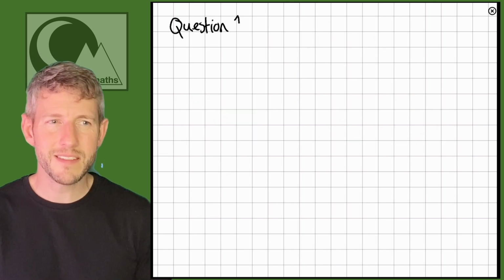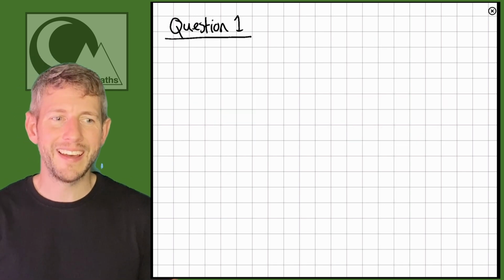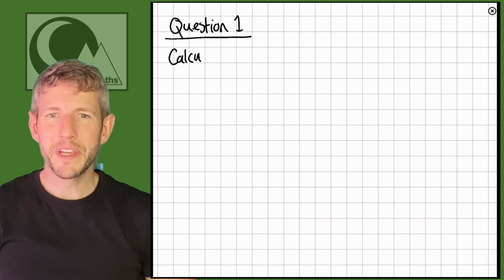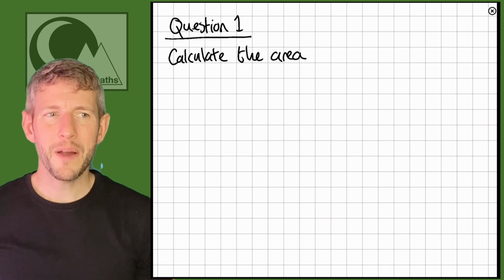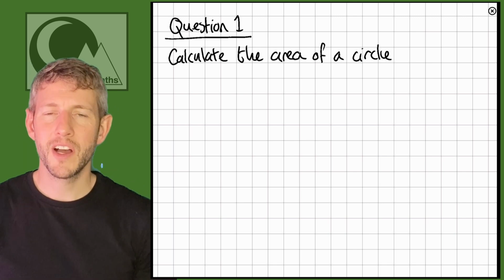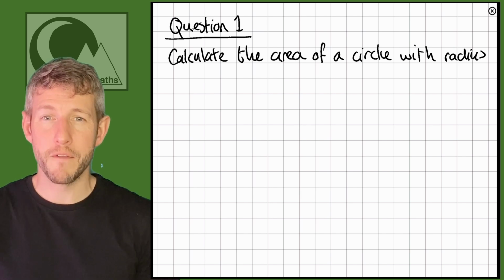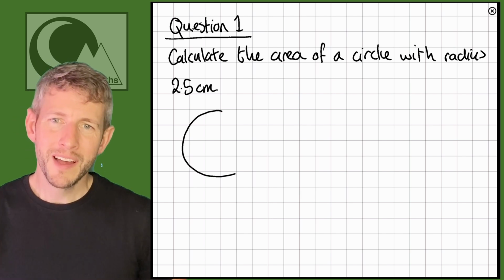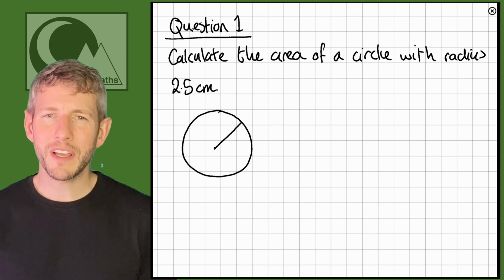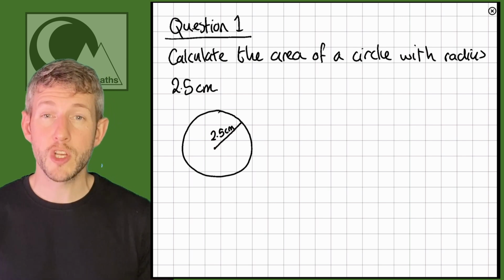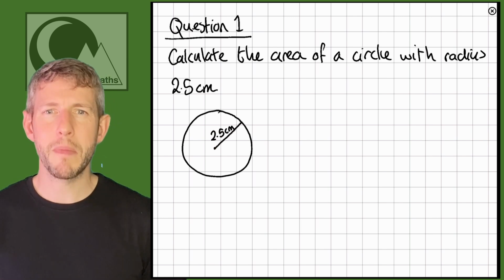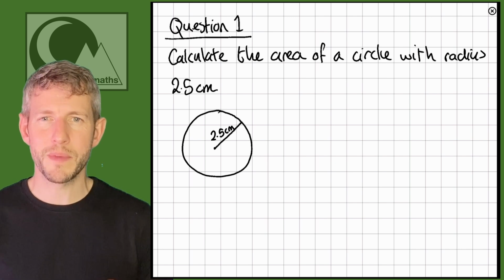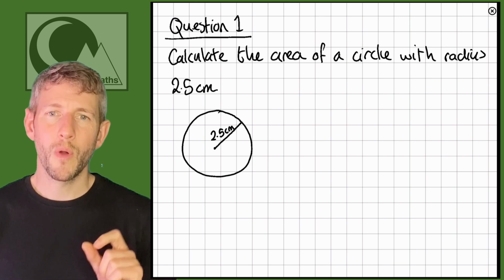Let's have a look at question 1. Question 1 says, calculate the area of a circle with radius 2.5 centimetres. I'm just going to quickly draw that down so we've got an image of what we're looking at: a circle with a radius of 2.5 centimetres. Remember, the radius is the distance from the centre to the outside.